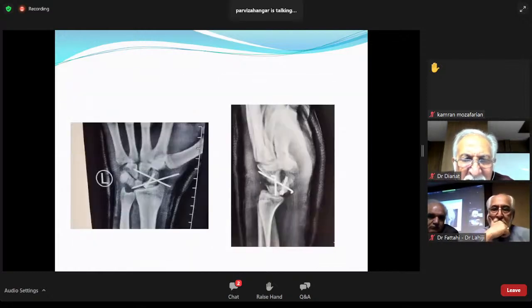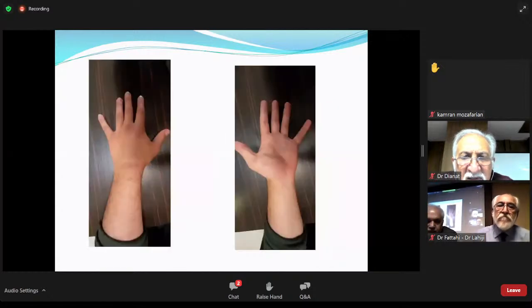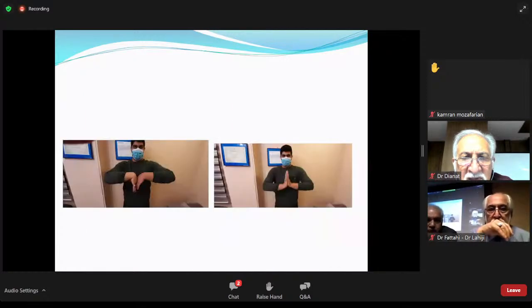And I put 2 K-wires to lessen the rotational forces to reconstruct ligaments from scaphocapitate and scapholunate, and fix the fragment with the Herbert screw. Next, please. This is the scars of the incision, dorsal side and volar side. Next. This is the result after 18 months after surgery, no pain. The next, please.